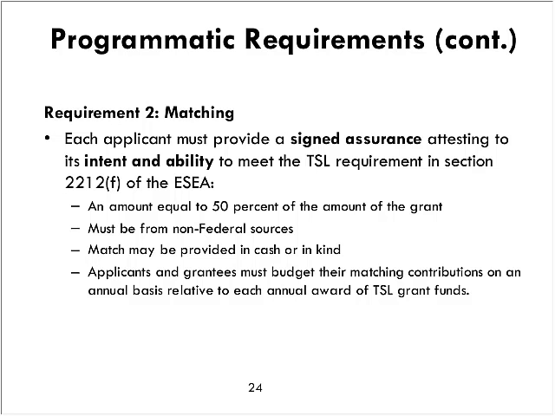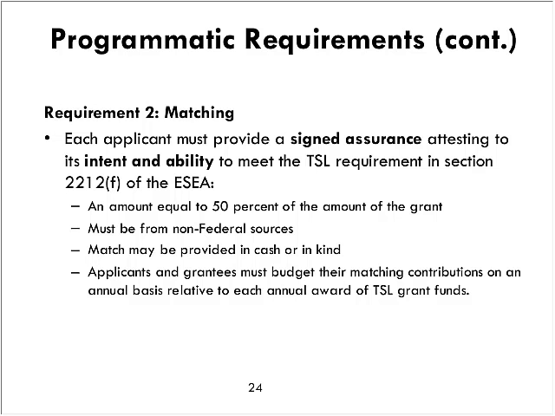What this requirement states is that each applicant must provide a signed assurance attesting to its intent and ability, essentially, to meet the requirement in Section 2212F of ESEA. And so there are some things that you have to be able to do there. For one, you have to be able to provide an amount that's equal to 50% of the amount of the grant. I've gotten plenty of questions asking if there's some flexibility for that to be 50% of a subsection of the grant, or personnel costs, or non-personnel costs. It is actually 50% of the grant.